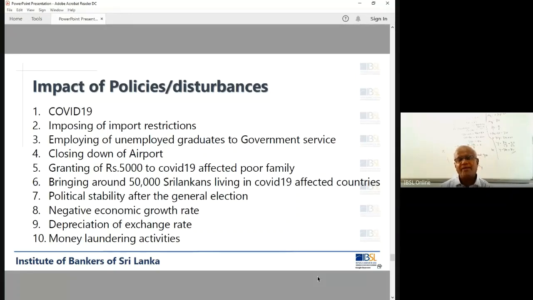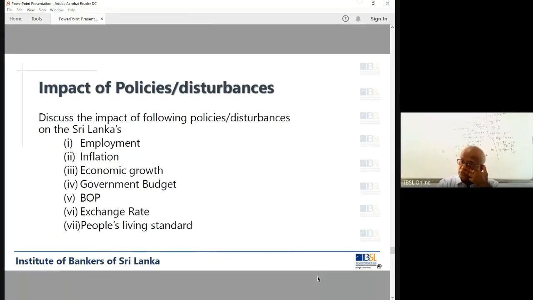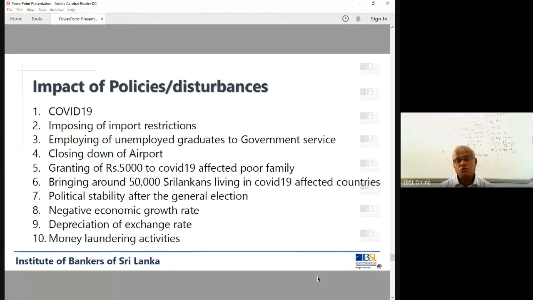COVID-19 bringing around 50,000 Sri Lankans. This is very important. Those people were employed in those countries. Now what happened? They come here, they are unemployed. Housemaids are unemployed, they don't have jobs. Quantity surveyors are unemployed. Engineers are unemployed. Doctors are unemployed. Gradually they can find jobs, but domestic activities are also shrinking. So this is a serious problem for the government. 50,000, unemployment increases. Unemployment will go up, right? That is the issue.